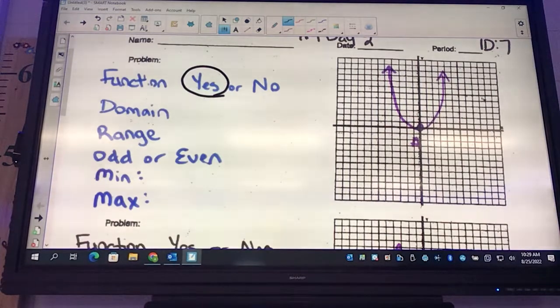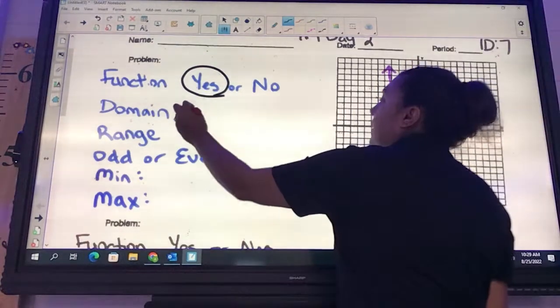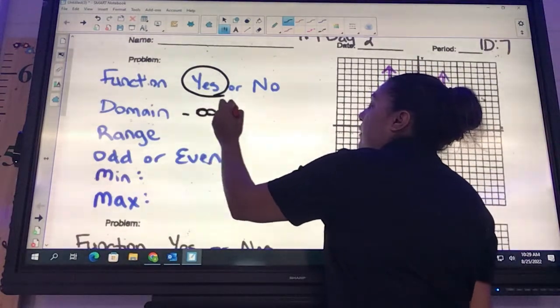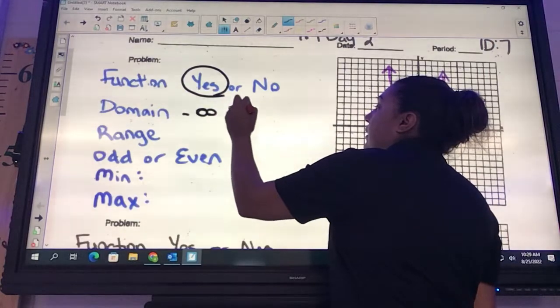And it 1, 2, 3, 4. No, because you're going to hit an arrow first. What's an arrow mean? Infinity. Negative infinity to what? To infinity. You put 2 circles. Okay, to infinity.